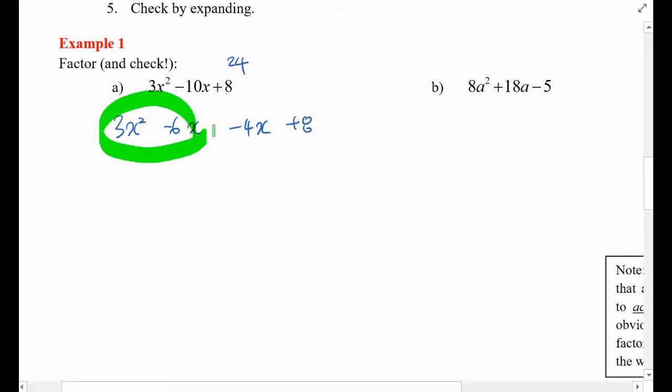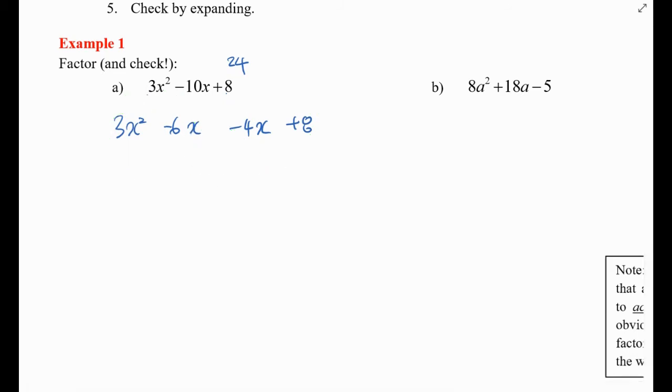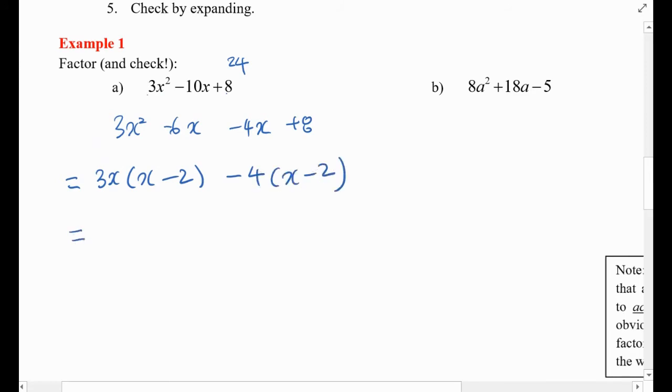Negative 10x becomes negative 6x, negative 4x. And you're going to group them up. So for the first two terms, I'm going to factor out the GCF, which is 3x, and for the last two terms the GCF, which is 4, and then you're going to factor out the bracket. Then it becomes x minus 2, 3x minus 4. Okay?